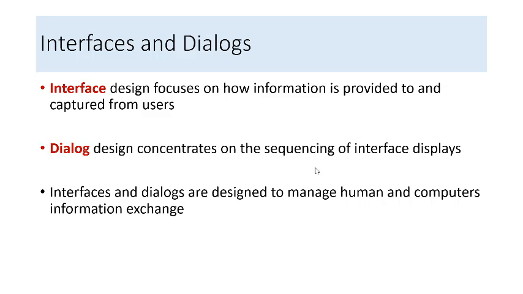For example, as I mentioned, you go and register for a course, you need to go through several screens to be able to do that. And that is what you can use activity diagrams for, to help you create dialogue and sequencing of the forms and reports.